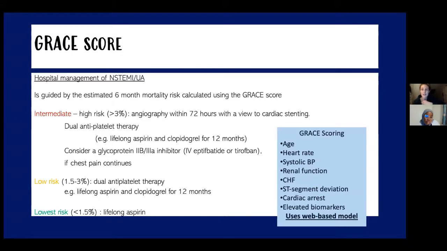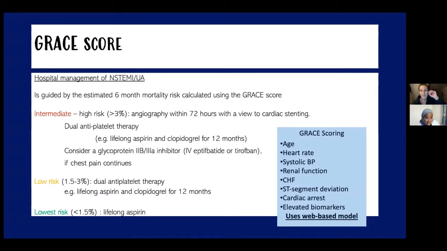So GRACE guides our six-month mortality risk. So the higher the score, the higher the risk that they would die within the next six months. So it determines how urgently we need to intervene, as I've said. So the high-risk ones would have an angiography within 72 hours, and we'd probably end up stenting them. They'd have some antiplatelet therapy given, so potentially lifelong aspirin with clopidogrel, and then an extra glycoprotein.